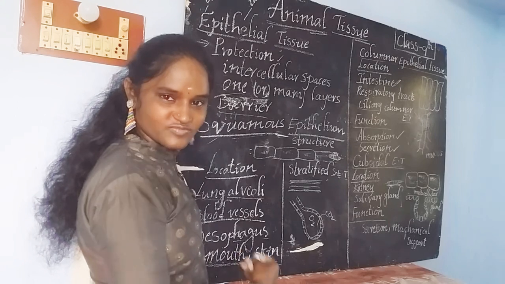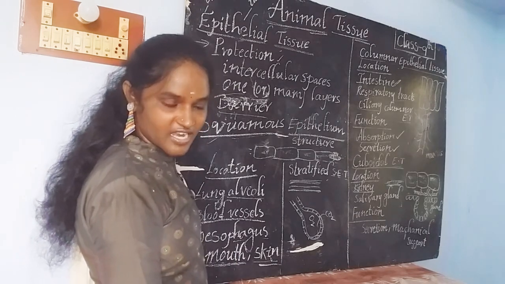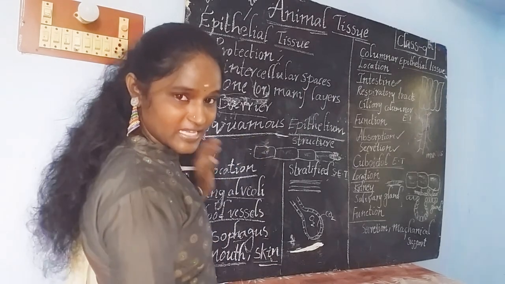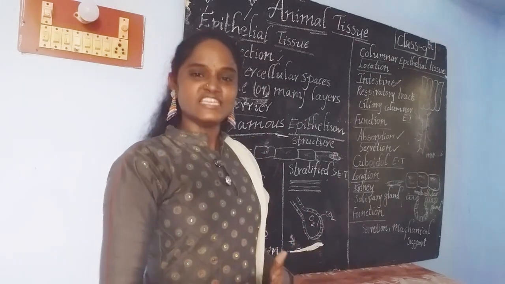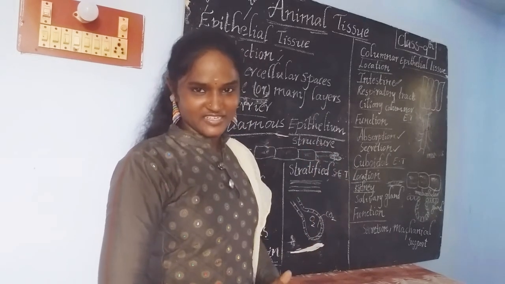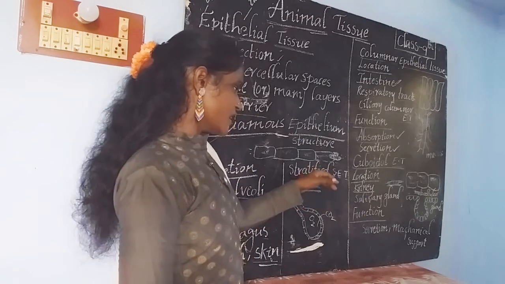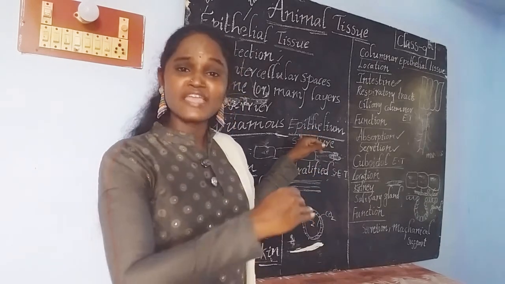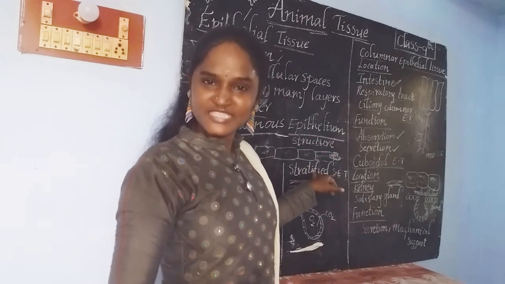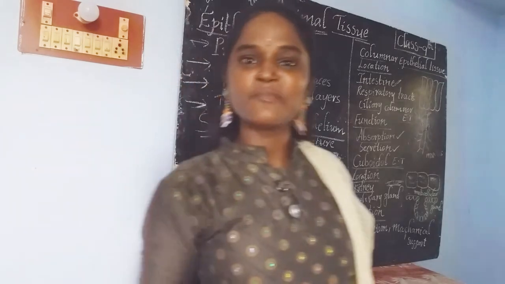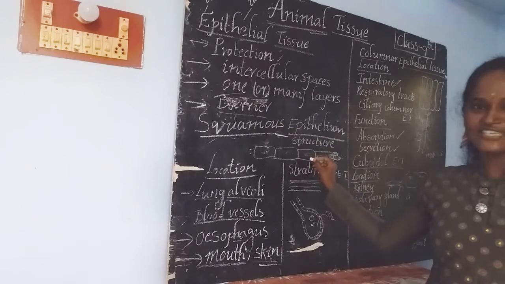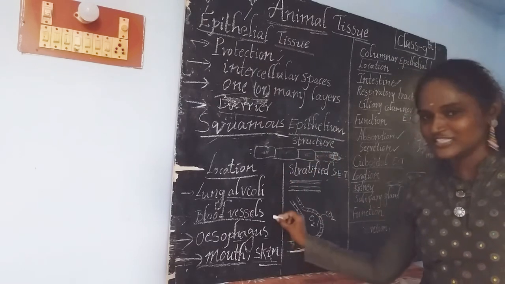appears like a delicate layer, but the outer part of the skin is also made up of squamous epithelial tissue, present in many layers. That's why we are getting protection from the outer environment. Such a variety of epithelial tissue which is present in many layers is called stratified squamous epithelial tissue. Then what is the main function of this squamous epithelial tissue? Nothing but giving protection to all these parts.